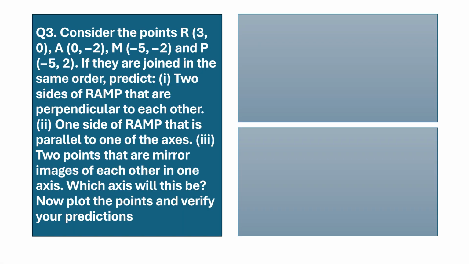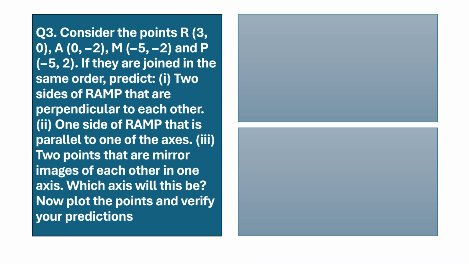Let's understand question number 3. Consider the points R, A, M and P. If they are joined in the same order, you need to predict, first, 2 sides of RAMP that are perpendicular to each other. Second, a side that is parallel to one of the axes. And third, 2 points that are mirror images of each other in one axis. Which axis will this be? Now plot the points and verify your prediction.